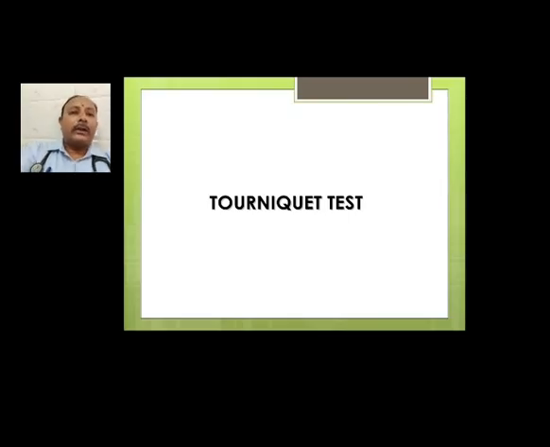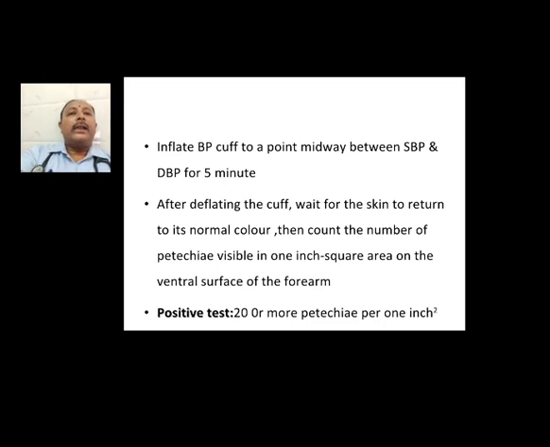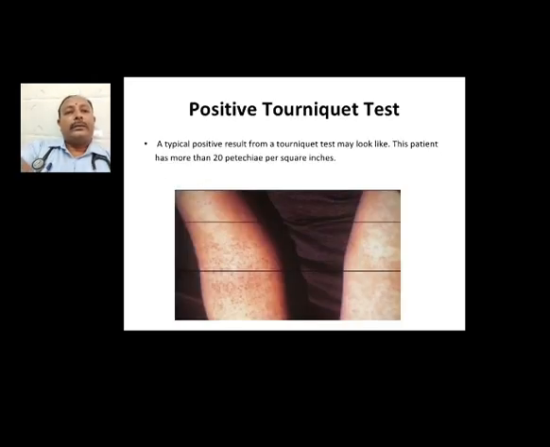Now, what is the tourniquet test? Inflate the BP cuff to a point midway between systolic and diastolic blood pressure for 5 minutes. After deflating the cuff, wait for the skin to return to its normal color. Then count the number of patches visible in a 1 inch square area on the ventral surface of the forearm. Positive test means 20 or more patches per 1 inch square. This diagram is showing the positive tourniquet test.